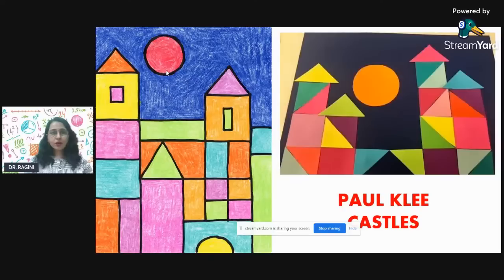Making a sun at the top, having a blue sky. A lot of language building could be built in here. The sky is blue because it is morning. The sky is dark because it's a night scene. The windows peeping out are yellow because it is a night scene, so we can have yellow windows with lighting inside. Moving to somewhat senior classes, when they are dividing the rectangles into parts and parts, you can teach them fractions.